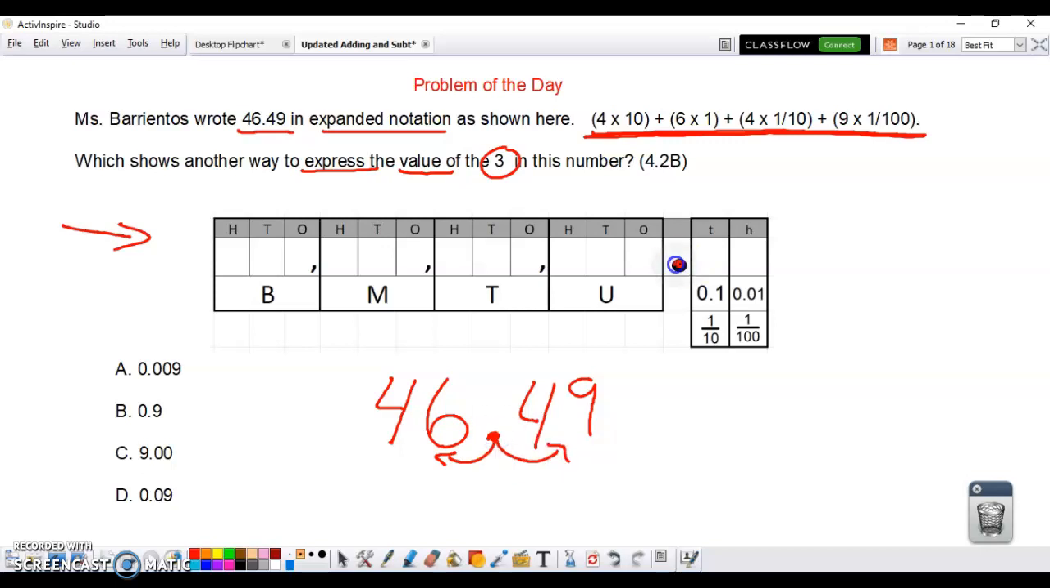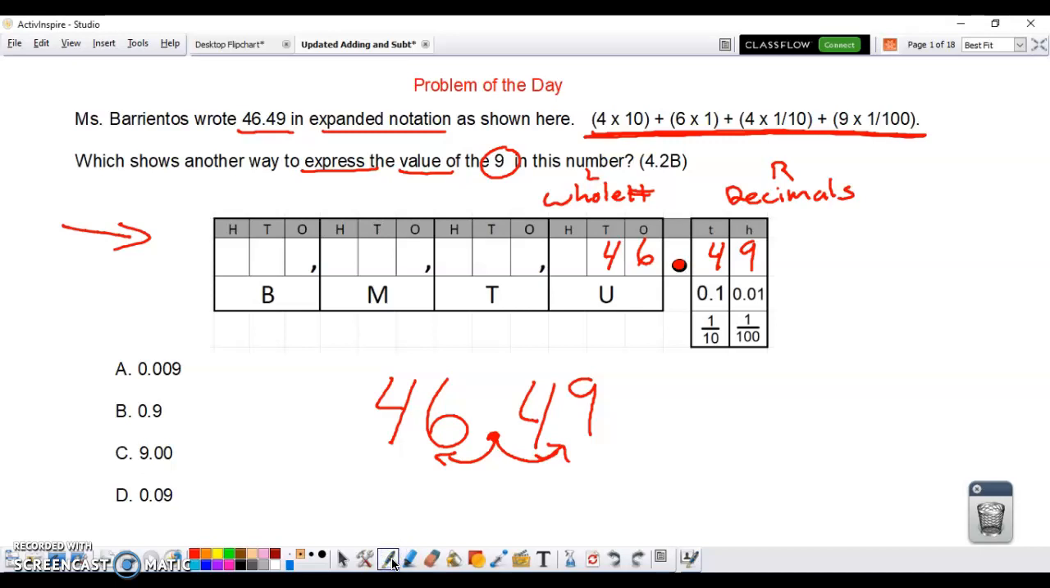So if I have the decimal here, going to the left, my whole numbers, so we're going to call these whole numbers. To the right, these are decimals, right? And by the way, this is left, this is right. Okay, so to the left of the decimal, I have 46. So 46. To the right, I have 49 hundredths. So 49.